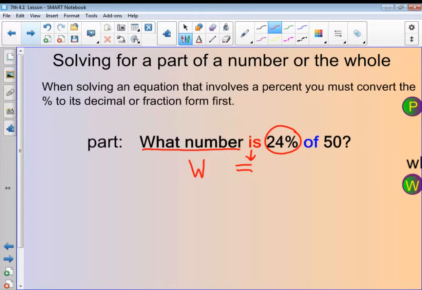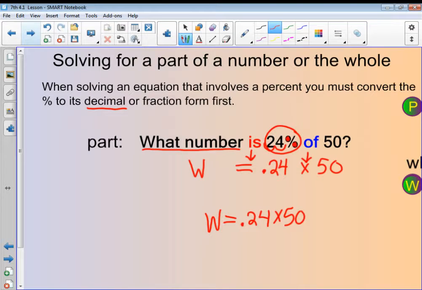24%. When we do this, we need to change it either to its decimal or its fraction form. Now, I like to work in decimal form because with fractions, you have to remember all of those different rules. It's not easy to do fractions on your calculator. So we'll go ahead and change this to its decimal form. Plus, that's good practice. Understanding that I have 2 circles on my percent, I want to move 2 places away from that percent sign. So 2 circles means 2 places. It becomes 0.24. In math, of means times, and then 50. So I have W equals 0.24 times 50.